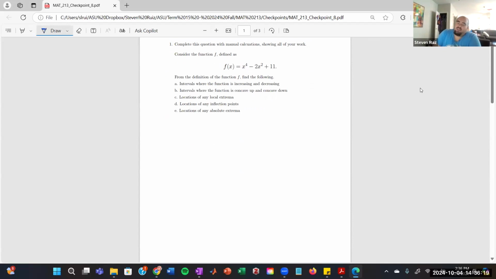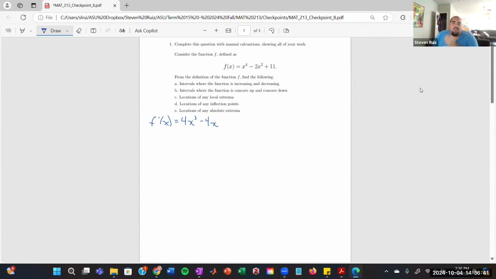So what is it that tells me where a function is increasing and decreasing? That comes directly from the first derivative. So let's do that. F prime of x is going to be equal to, using the power rule, 4x cubed minus 4x.